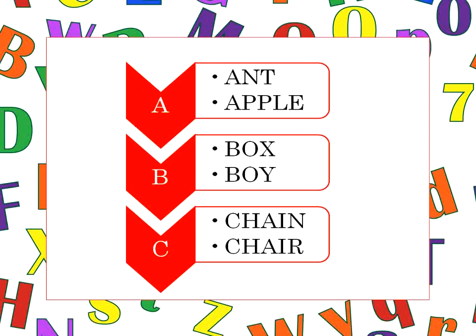Now what about the second one? The words with B are boy and box. Now the first and second letters B and O are common to both the words. So we have to look at the third letter. In boy it is Y and in box it is X. And which one comes first? X, Y, Z. So box will come before boy.